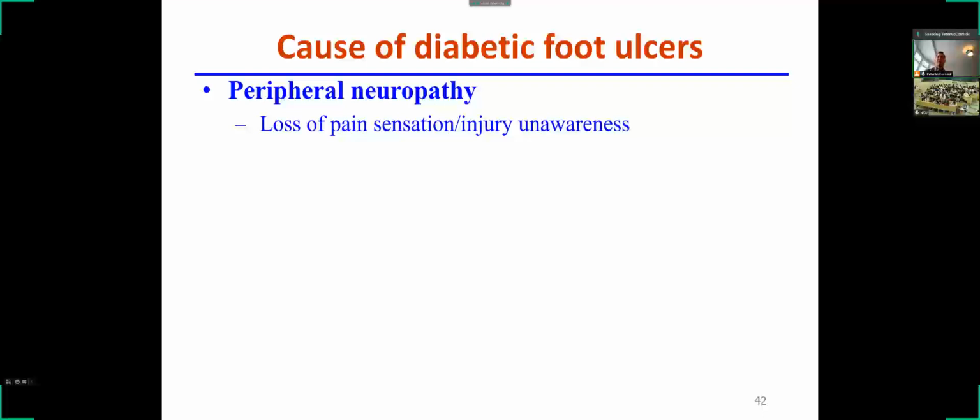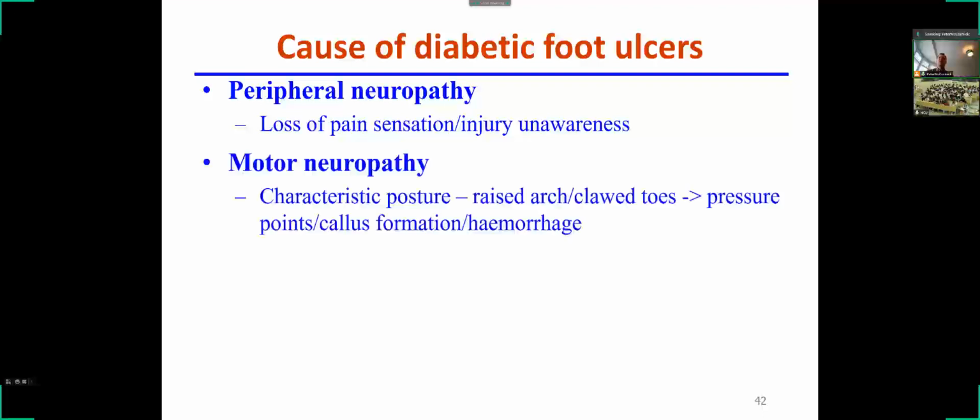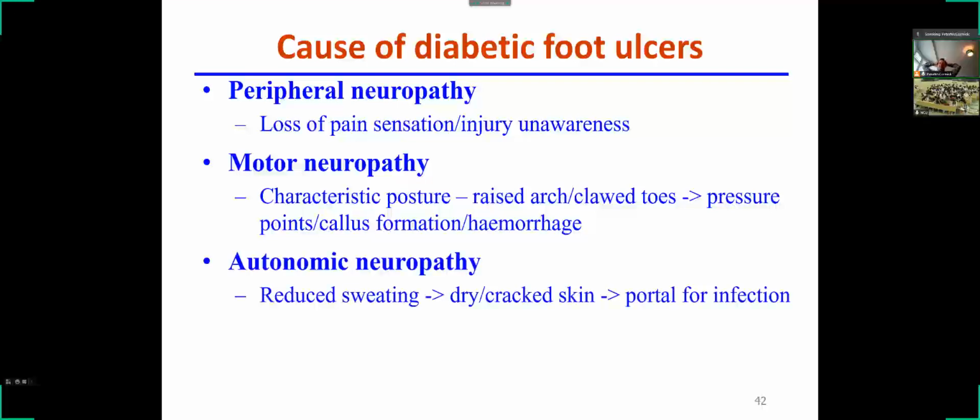What about these foot ulcers or peripheral neuropathy? So the first types of things a patient will start to notice are loss of pain sensations. They might injure themselves and be unaware of it. Then they'll start to see motor neuropathy, so they'll start to see raised or arched toes, pressure points, callus formation, and even hemorrhage. And again, a patient and a doctor can start to recognize that.